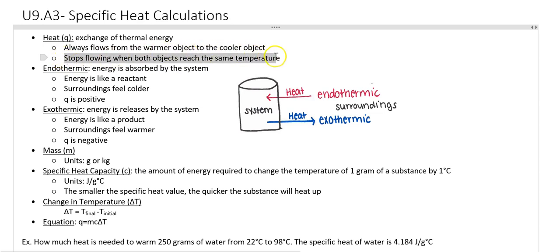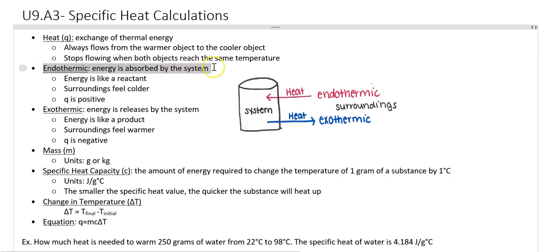Heat will continue to flow until both objects reach the same temperature. So think about when you have hot food and you leave it sitting there, or hot coffee or a hot drink. That heat is going to flow from your hot food or your hot drink to our room temperature air, and it's going to stop flowing when they reach the same temperature. If you leave that food or that drink there long enough, eventually it is going to be the same temperature as room temperature. So heat stops flowing when both objects reach the same temperature.